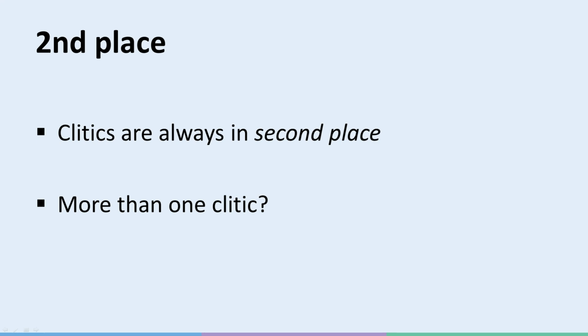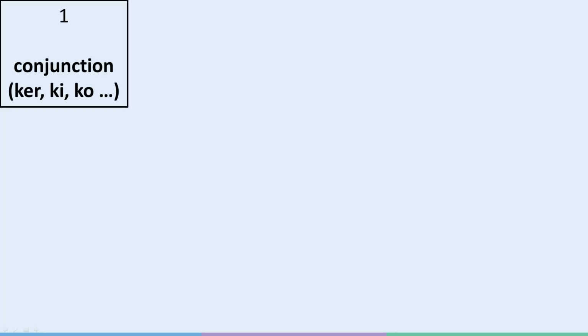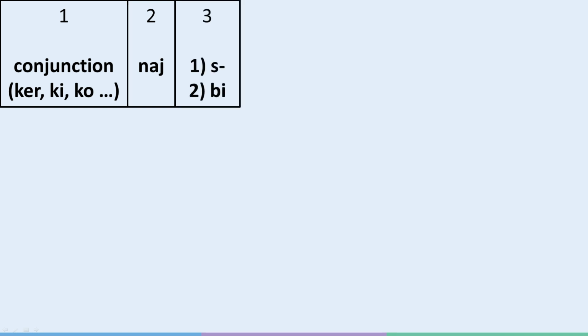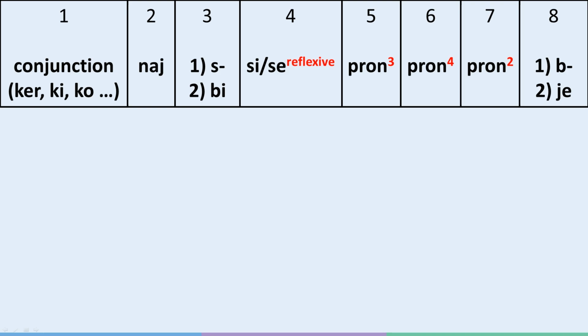Now comes the juicy bit, and that's making sense of the clitic hierarchy or sequence, helping you somehow remember the fixed order of clitics if there are several in a sentence. Let's jump right in. Conjunctions. Nai. For the most part, the verb to be in the present tense. The reflexive pronouns si and se. Pronouns, pronouns, and more pronouns, in the third case, fourth case, and second case, respectively. And again, for the most part, the verb to be, this time in the future tense. So 8 positions altogether, which is pretty damn awful.